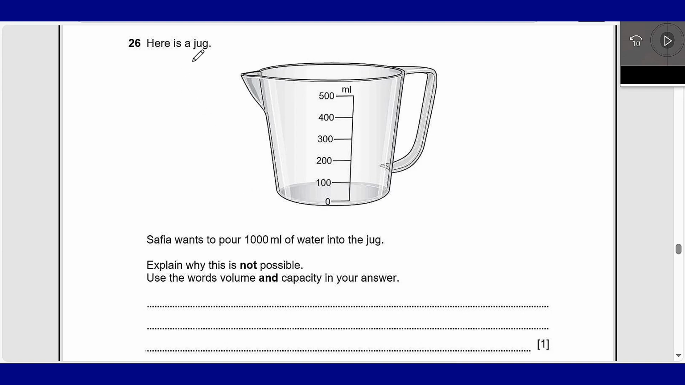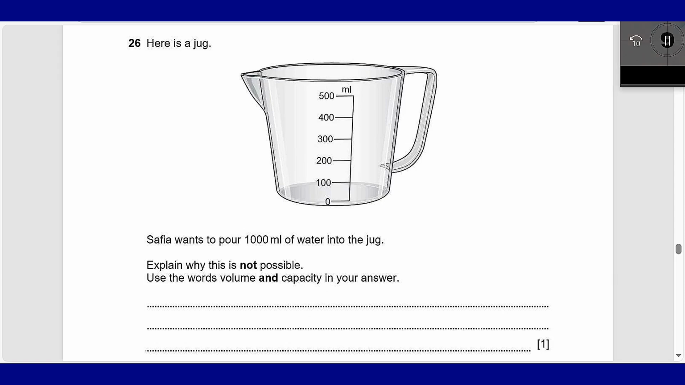Here is a jug. Sylvia pours 1000 milliliters of water into the jug. Explain why this is not possible. Use the words volume and capacity in your answer.